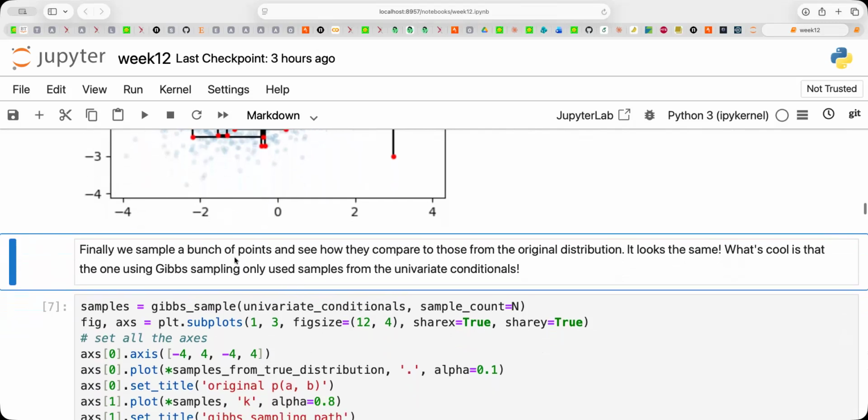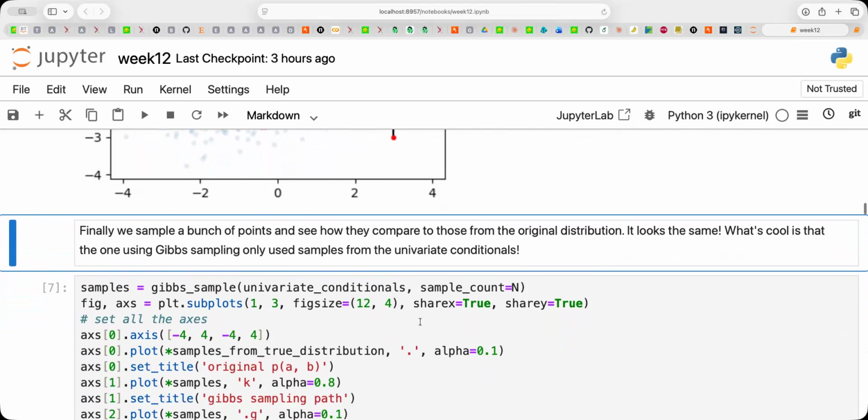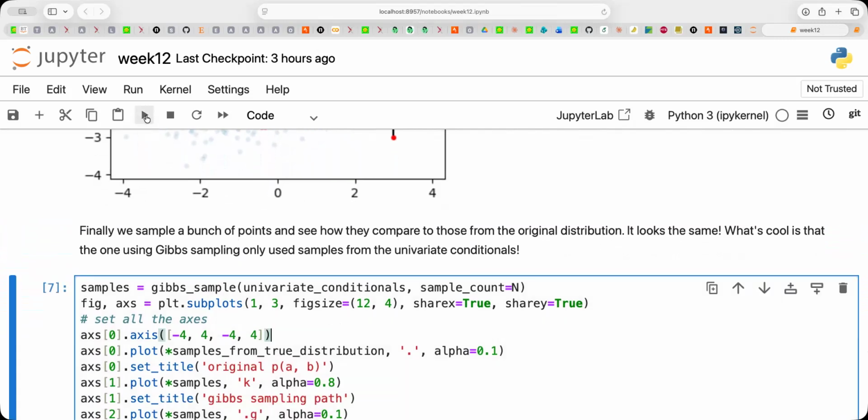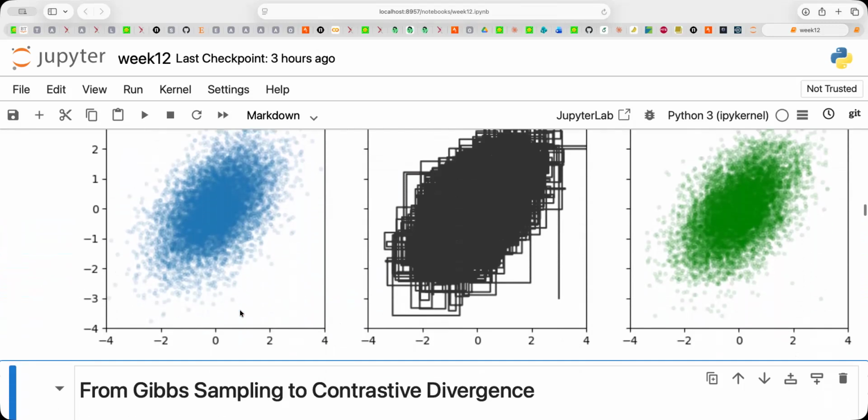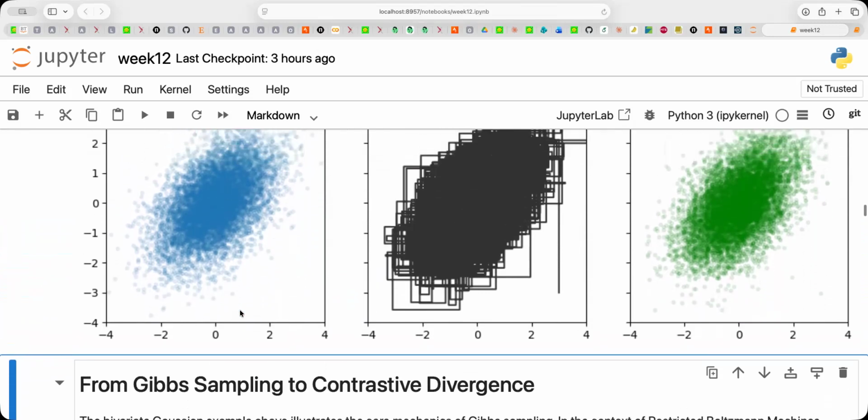And then if I now sample a bunch of points and see how they compare to those from the original distribution, you will see that it looks pretty much the same. And this is a typical visual test. So this is the original one. These are my Gibbs samples. These are the Gibbs sampling path. So you see the Gibbs sample looks pretty close to the original probability. Okay?